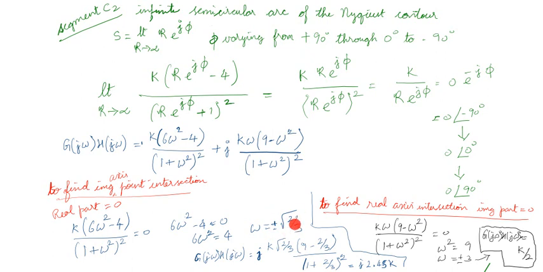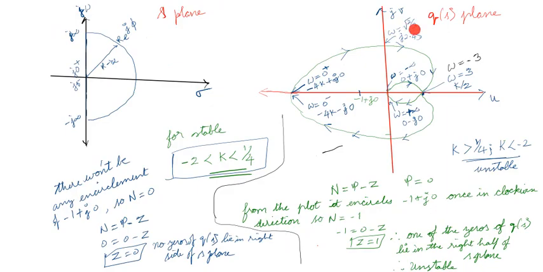So I take this omega and put it in the expression. If I put square root of 2 by 3, this term becomes 0. On solving this, I get 2.45. So at omega equal to square root of 2 by 3, the point is j 2.45. Omega has two values, so at omega equal to minus square root of 2 by 3, the point is minus j 2.45.